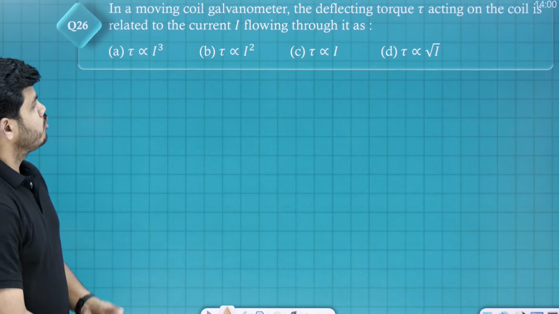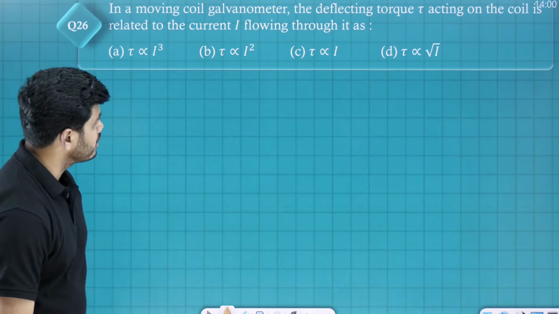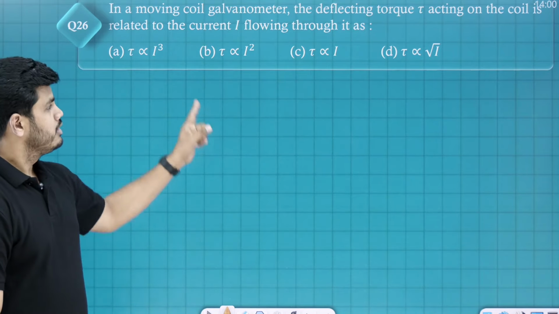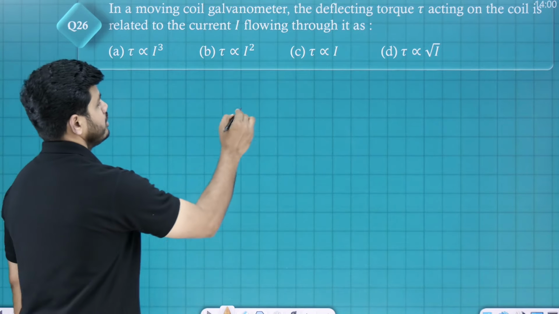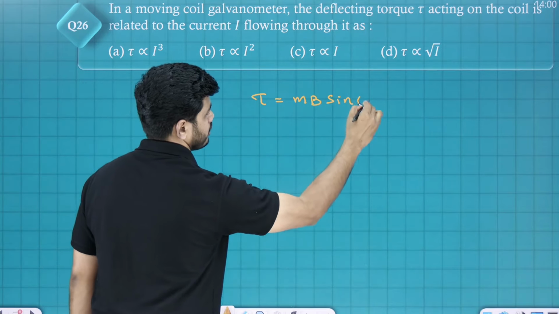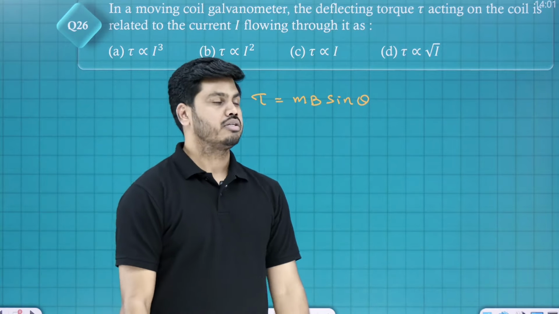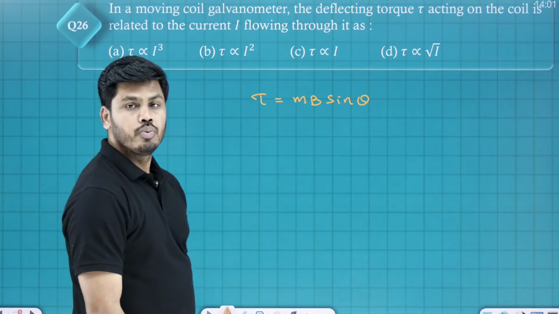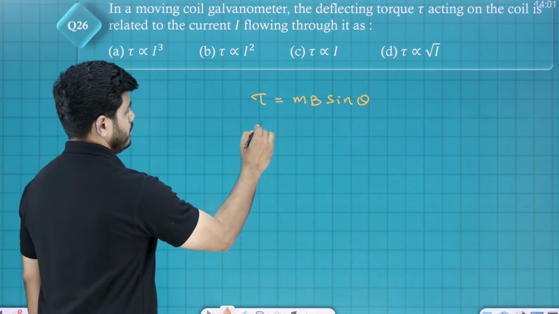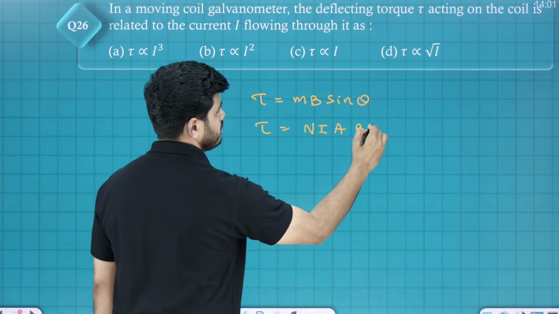Now, in a moving coil galvanometer, the deflecting torque acting on the coil is related to the current flowing through it. As for the torque acting on the coil, we know torque is equal to mB sine theta, right? This was the equation we have. Torque is equal to m cross B in vector form. But how will you relate that to current? We can say m is equal to nIA, right, into B sine theta.